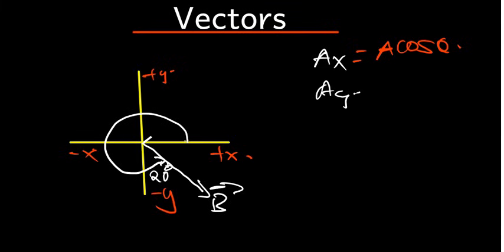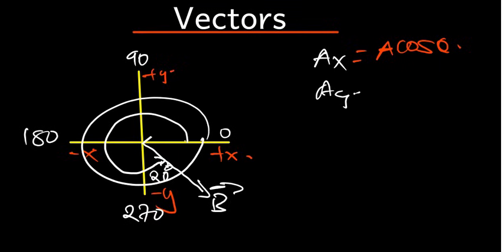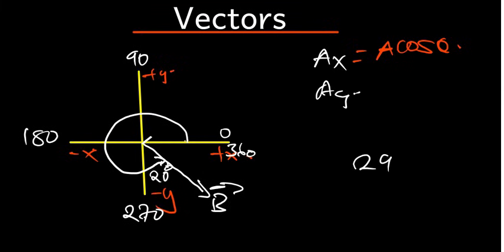So we know that this point here is 270. We know that this is 90, this is 0, this is 180, this is 270. Then again, when we reach this point from here all the way to this line again, it's going to be 360. So if a vector is in the fourth quadrant, and you have been given the angle, this is going to be 270 plus 20, which is going to be 290.